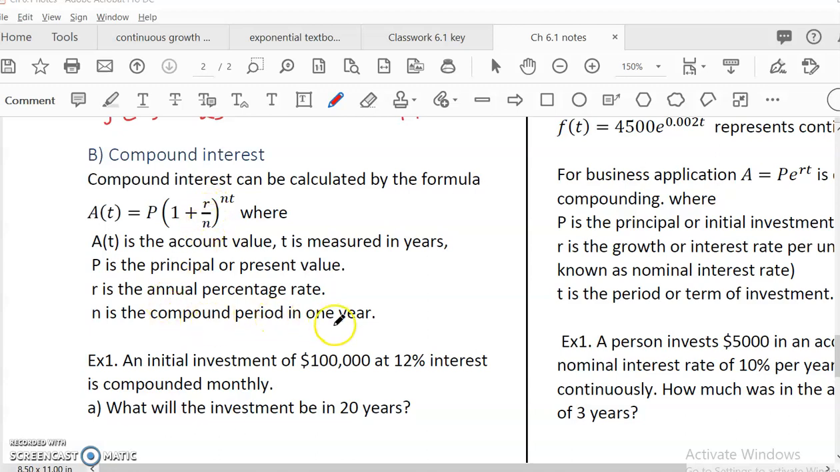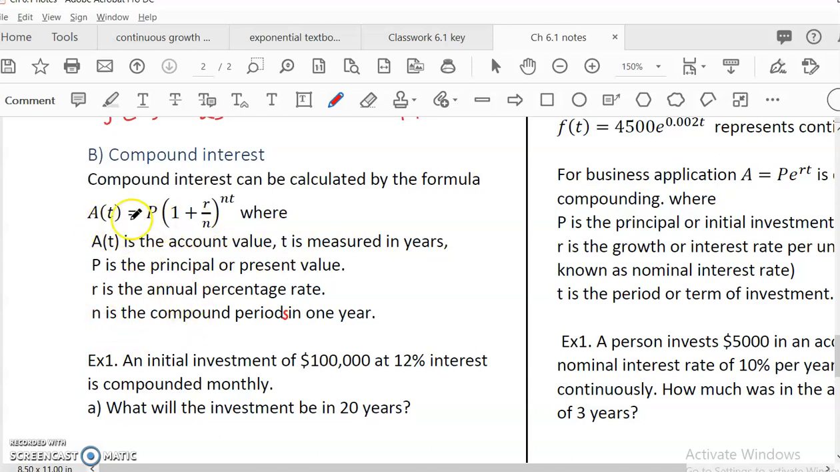N is the number of compound periods in 1 year. That means how many times the bank is going to credit money to you. So you divide R by that many times and then multiply by the total compounding periods, n times t. T is measured in years. If the bank is giving you interest per quarter, so you have four compoundings per year, then the exponent is n times t.